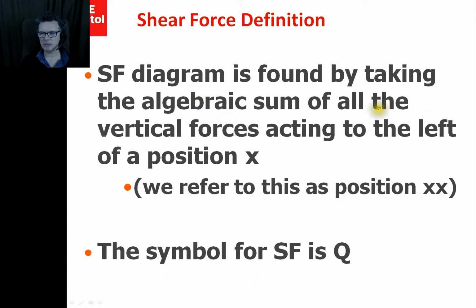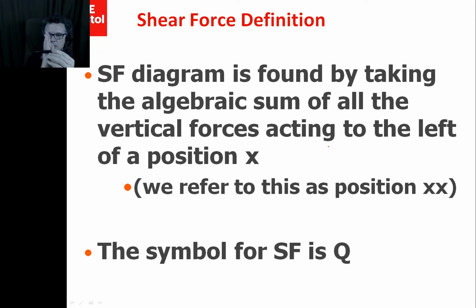For the shear force diagram, this is found by taking the algebraic sum of forces. We'll take vertical forces, we're only looking at them, and we're taking the sum of them that's left of a position x. So I'm going to imagine the leftmost position of my beam, and I call that x equals 0, and then I'm going to scan through my beam from left to right. That's going to be my x equals 0, and then I'm going to scan across to x equals whatever the length of the beam is.